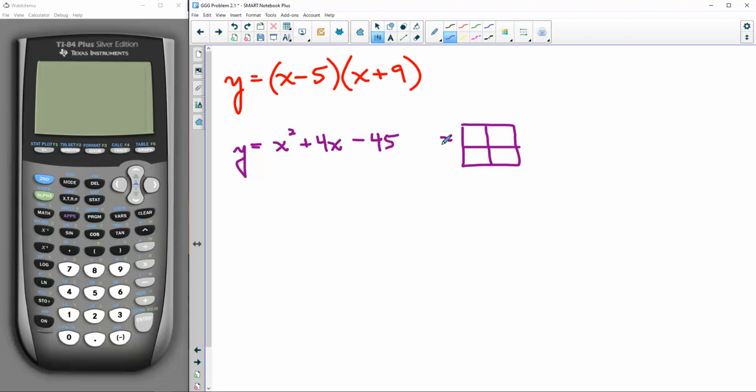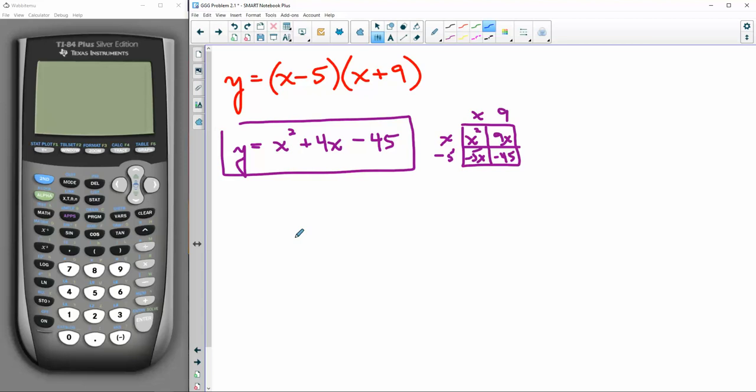So x minus 5 times x plus 9, there's our x squared. 9x plus negative 5x is 4x, and then there's our negative 45. All right, so boom, we got it in general form. Now, what if we want to go to vertex form?